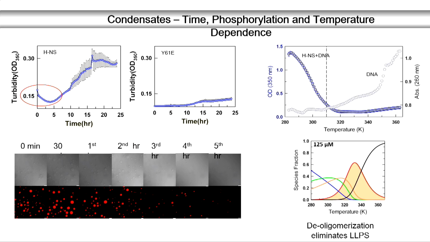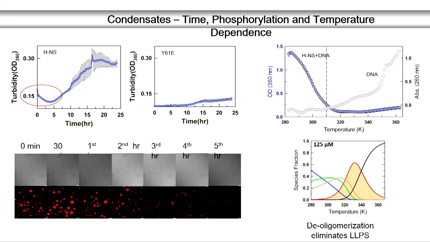Right, so the next question that I wanted to ask is this. HNS is a nucleoid condensing protein, and now if you change temperature from low to high, we already know from the thermodynamic modeling that the protein de-oligomerizes at higher temperature, which means that when it de-oligomerizes, it should not be able to form droplets either. And this is exactly what we observed here. This is OD as a function of temperature. Focus on this blue curve. As you increase the temperature, the OD decreases significantly.